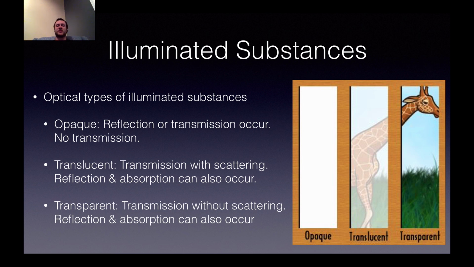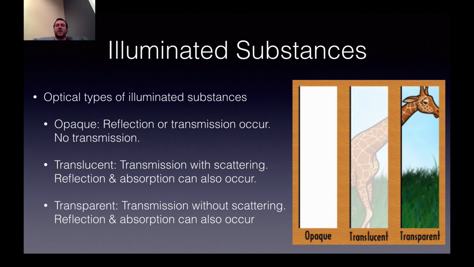It could be translucent. And when it's translucent, right, so we're going to get some transmission. That light's going to pass through it. However, the light's going to scatter. And that scattering is going to give that foggy appearance where you can see through it, but it's not very clear. Some light will still reflect, some light will still absorb.